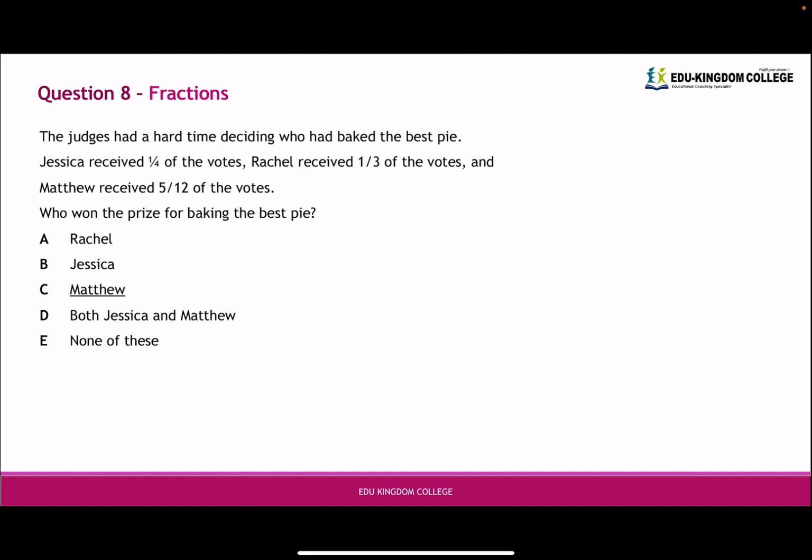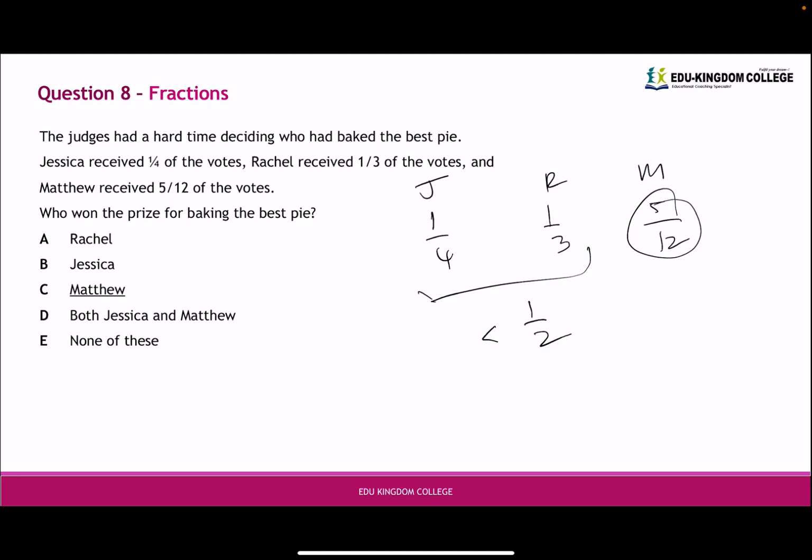Now question 8. There's judges deciding who had the best pie, and we're comparing fractions here. So 1 over 4, 1 over 3, 5 over 12. We had Rachel, Matthew, and Jessica. Just by looking at it, you can already tell, because these two are less than half and this is just less than half. So if you want to calculate it like that, it would already be Matthew.